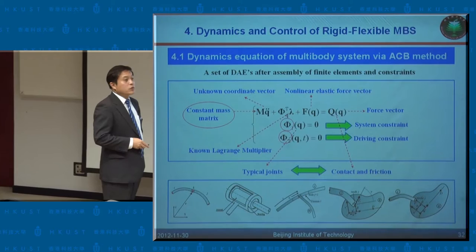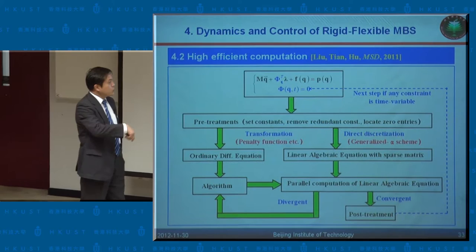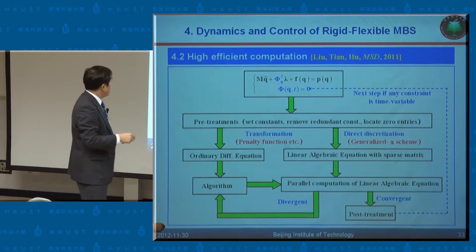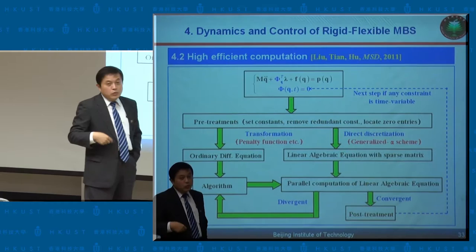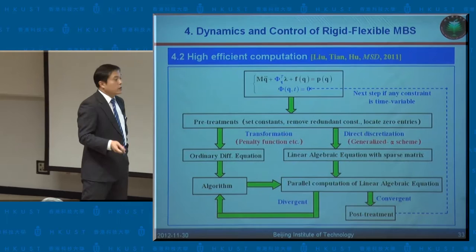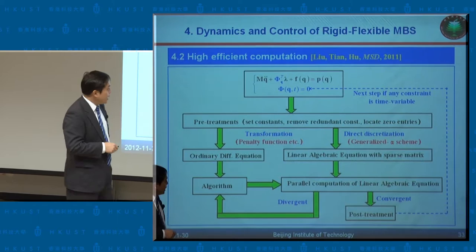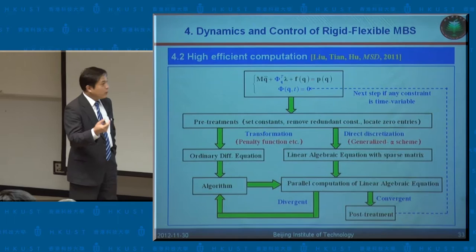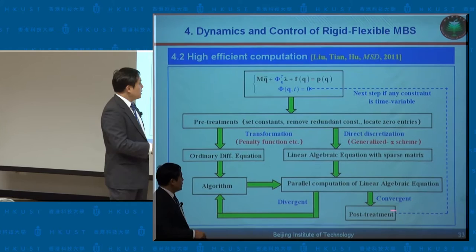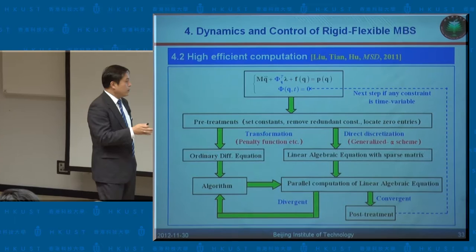Theoretically speaking, there are two ways to solve this kind of dynamic problem. We prefer to use the right way. We first discretize the dynamic equation and do some pretreatment for the constraints, remove some redundant constraints, and locate all zero entries in the matrix. Then we use the so-called generalized alpha scheme to transform the differential equation into an algebraic equation. Of course, this is a linear algebraic equation in each step of your time integration, but with a sparse matrix. And then we can use some parallel computation scheme to solve this large linear algebraic equation, and then do some post-treatment to verify whether the results are okay. If it's okay, yeah, just go.